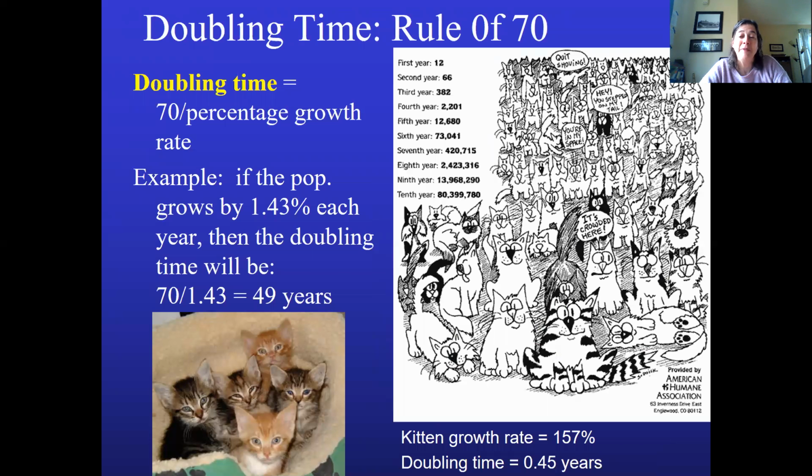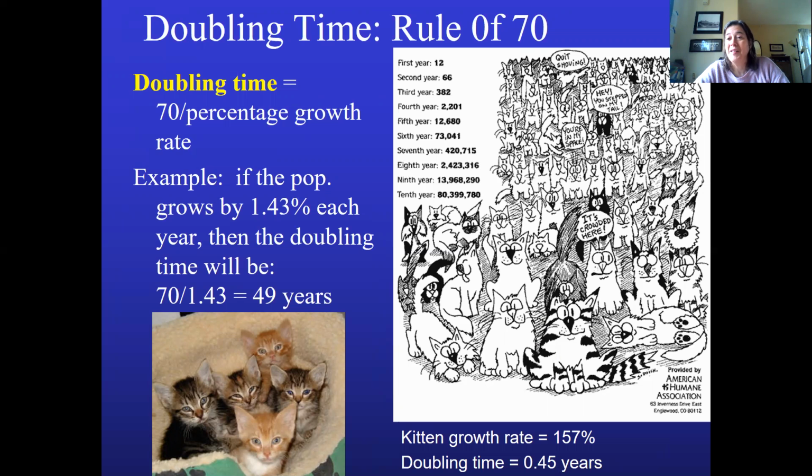So, doubling time. There's this important concept in population growth called doubling time. The rule of 70 says that doubling time is 70 divided by your percentage growth rate. The math behind that has to do with the natural log function, which we're not going to go into now. Just trust me that it comes pretty close to the actual answer you'd get using the logarithmic function. So how do you figure it out? If your population grows at 1.43% each year, then the doubling time will be 70 divided by 1.43, or 49 years.